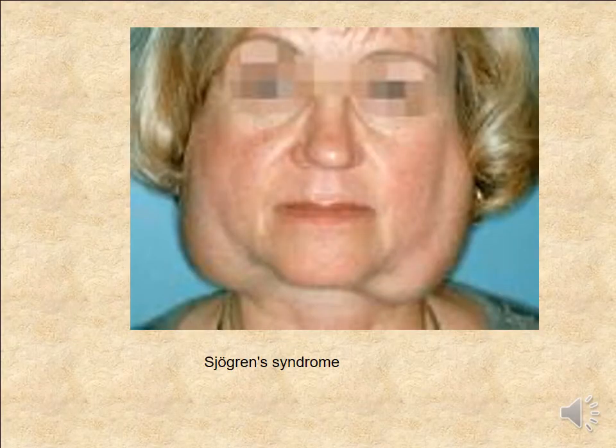This figure shows the salivary gland bilaterally in Sjogren's syndrome that affects the salivary gland and the lacrimal gland in the eye, and is one important feature of Sjogren's syndrome.